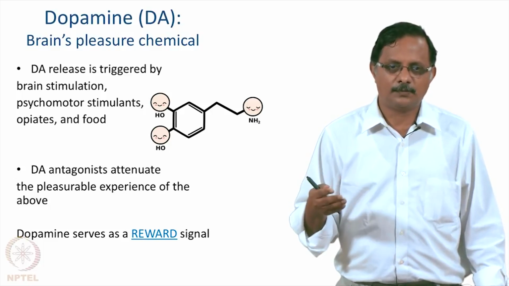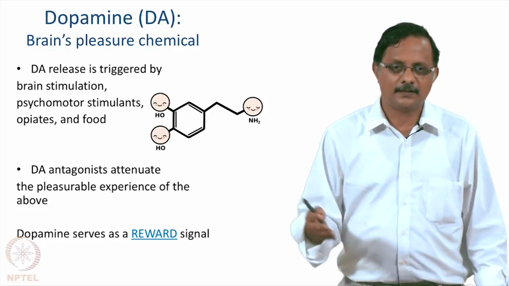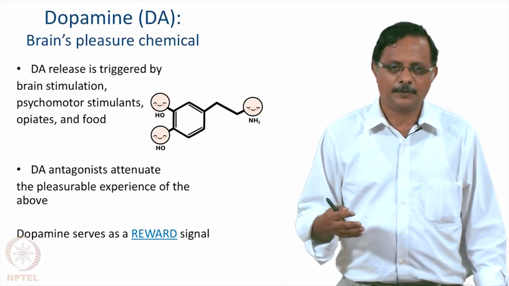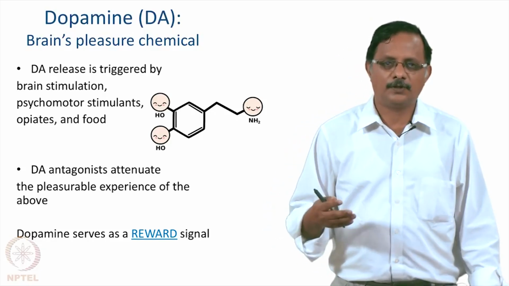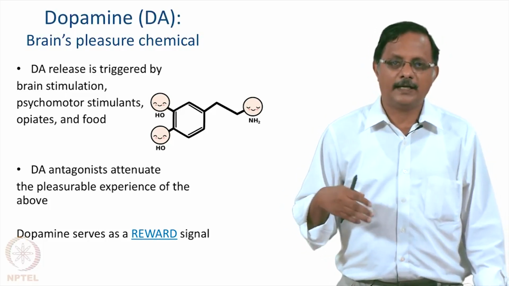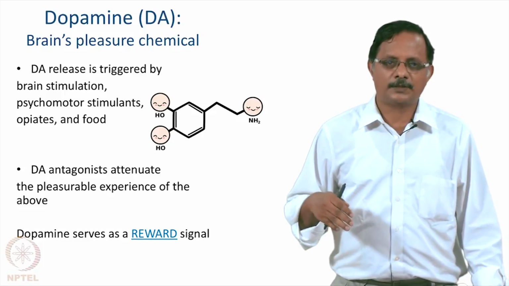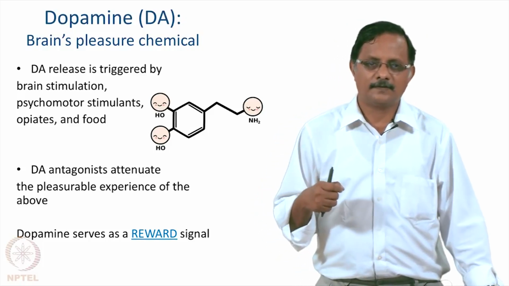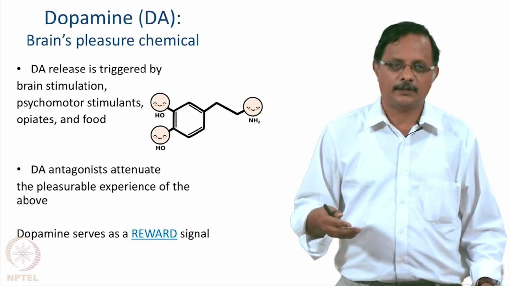Now, when these pleasure centers are stimulated, dopamine is also released. In addition, if you take psychomotor stimulants, drugs, opiates, all these addictive substances also cause release of dopamine. And even food can be addictive. Food is also a pleasurable kind of stimulus, and therefore food also causes release of dopamine. And contrarily, application of dopamine antagonists, that is substances which counter the effect of dopamine, attenuate or suppress the pleasurable experience of the above kind of pleasurable stimuli. Therefore, it is thought that dopamine serves as a reward signal. It represents reward in the brain, and there is a lot of evidence to support that.